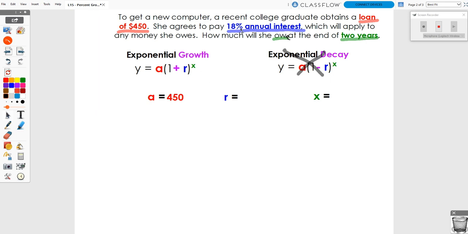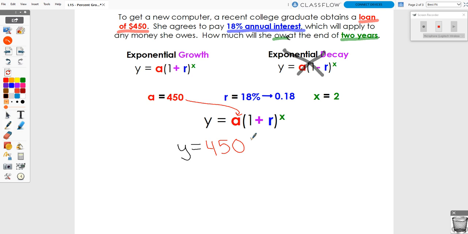Now my rate is the percentage rate. It's going to be 18%. But remember, we have to turn this in and express it as a decimal. So we would have 18% is 0.18. And then X represents our time period. The question is, how much will she owe at the end of 2 years? So X is going to equal 2. And once you've identified those points, all we got to do is take them and plug them into this equation. So it's going to start off Y equals, and my A value, I'm going to put right here, $450.